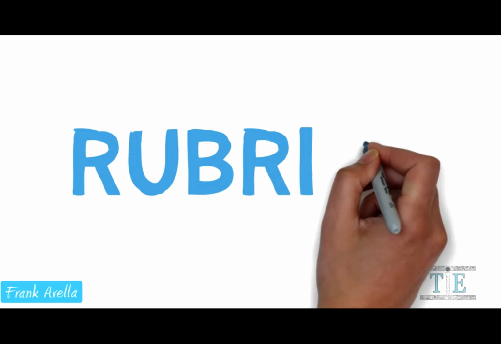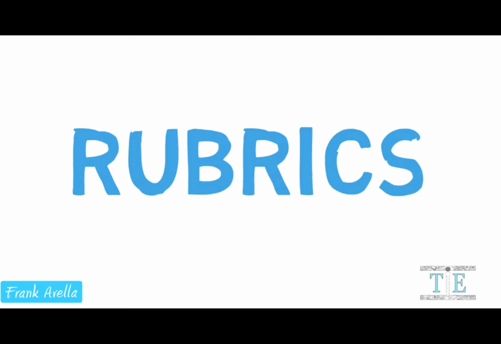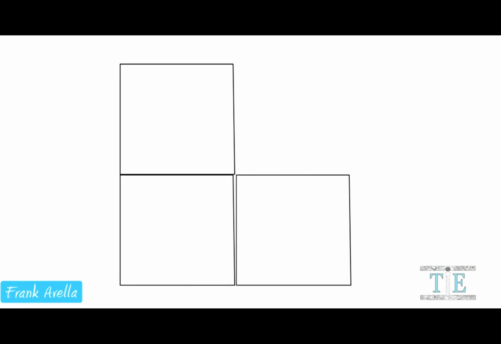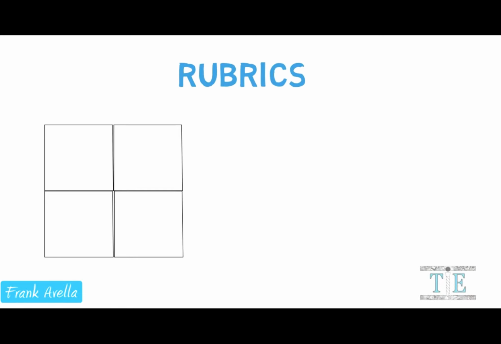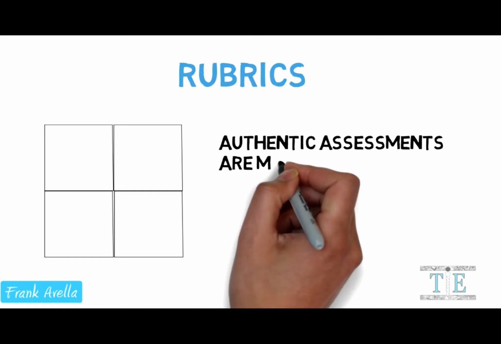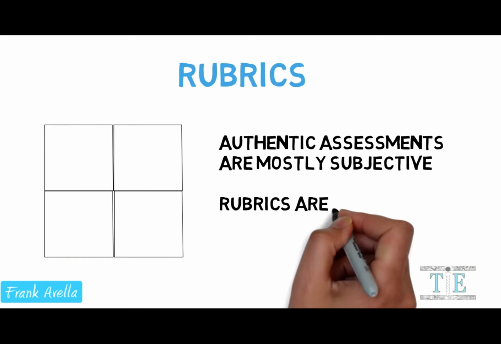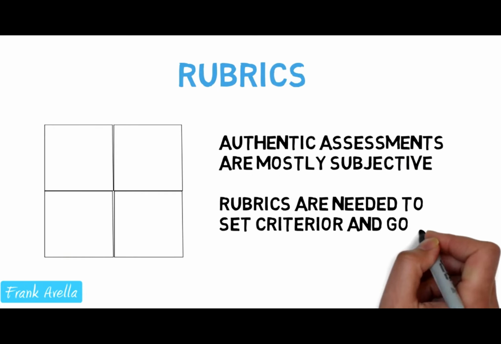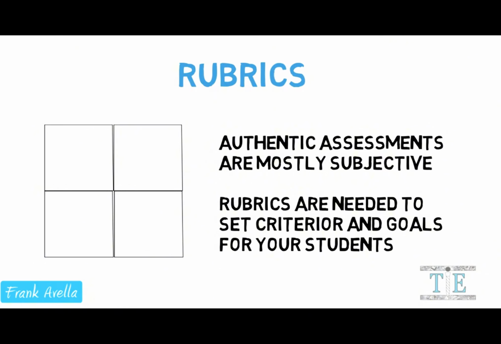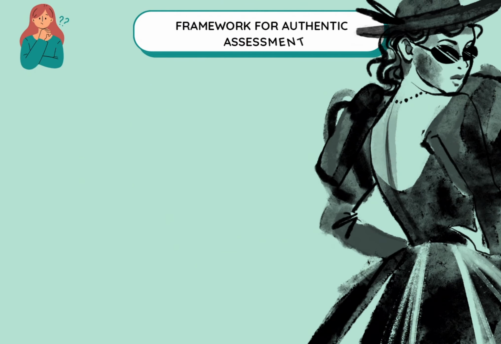Lastly, rubrics. Rubrics are mostly tied to authentic assessments. Rubric design may vary, whether it be holistic or objective. Authentic assessments are very subjective in nature, so rubrics are needed to set criteria and to set goals for these authentic assessments. Framework for authentic assessment.